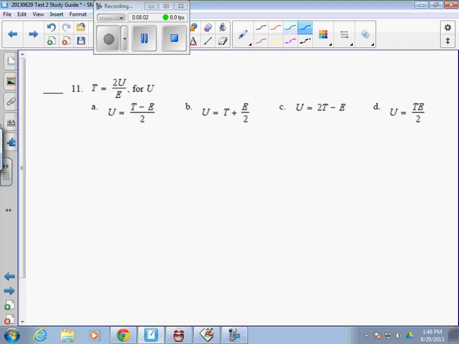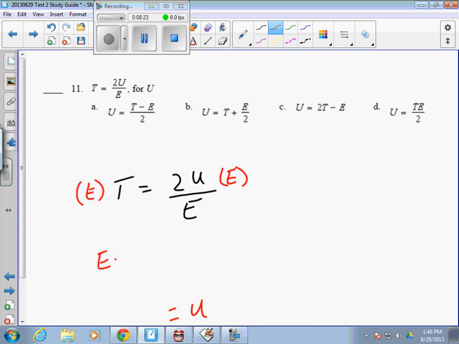11 says t equals 2u over e. Solve for u. So you have t equals 2u over e. You're trying to get u by itself at the end. Get rid of divide by e. You have to cancel that one out first. Multiply by e. If you multiply the right side by e, do the same to the left. Now you have e times t equals, these will cancel out, 2 times u.